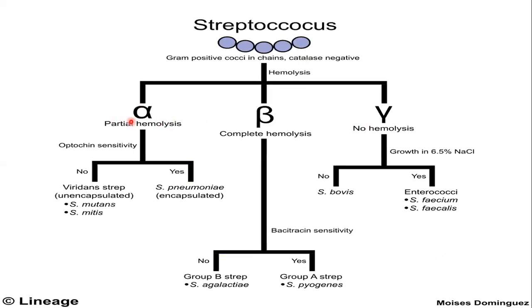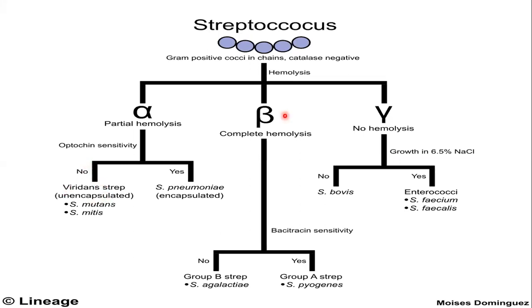So for organisms in alpha hemolysis, we perform the optochin sensitivity test. Optochin is actually an antibiotic, and being inhibited by the optochin means that the organism is sensitive to its effect. So sensitive to optochin is Streptococcus pneumoniae, and resistant to the effects of optochin is your viridans group. Okay?